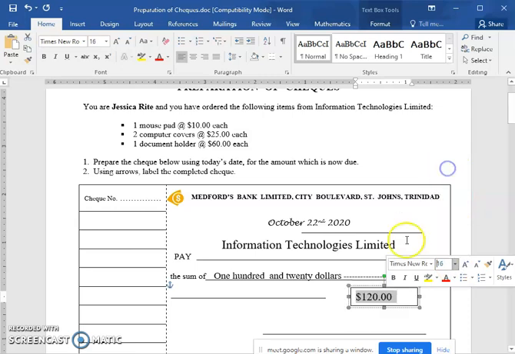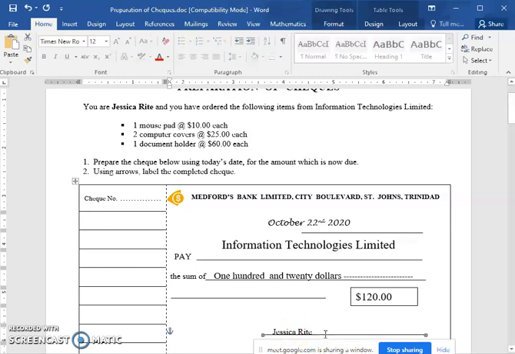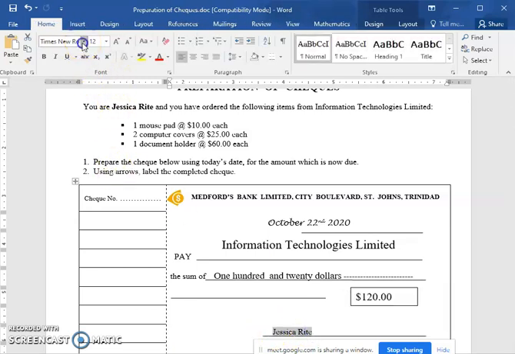Very good. And this last line here would be for the signature. And who is signing this check? Jessica who? Jessica Wright. So Jessica Wright will sign her name in this space here, right? So I'm just typing it in, but she will actually sign her name in this space here. Let me just change it to handwriting so that it's clearer.